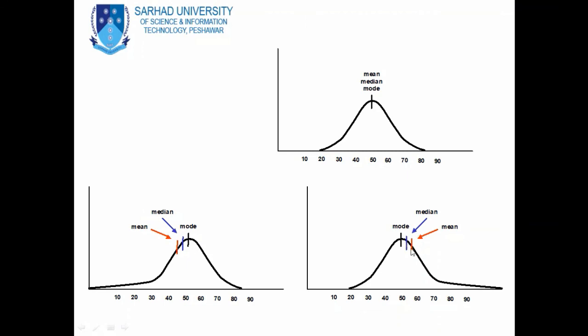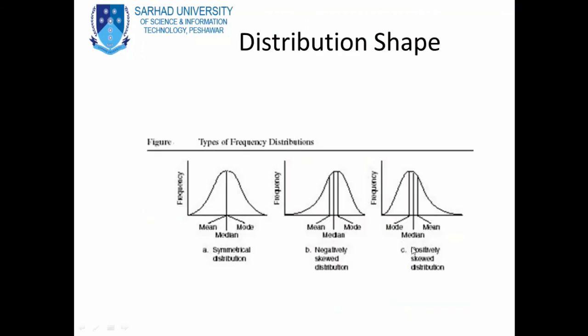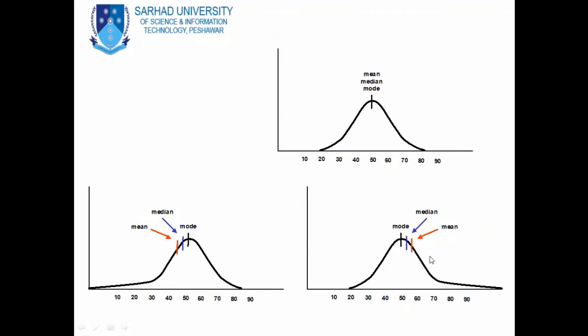And in this case, you see over here, this is the positive skew. In positive skew, the median lies between the mode and mean. And this is the negative skew. So in negative skew, mode is greater than median and median is greater than mean.